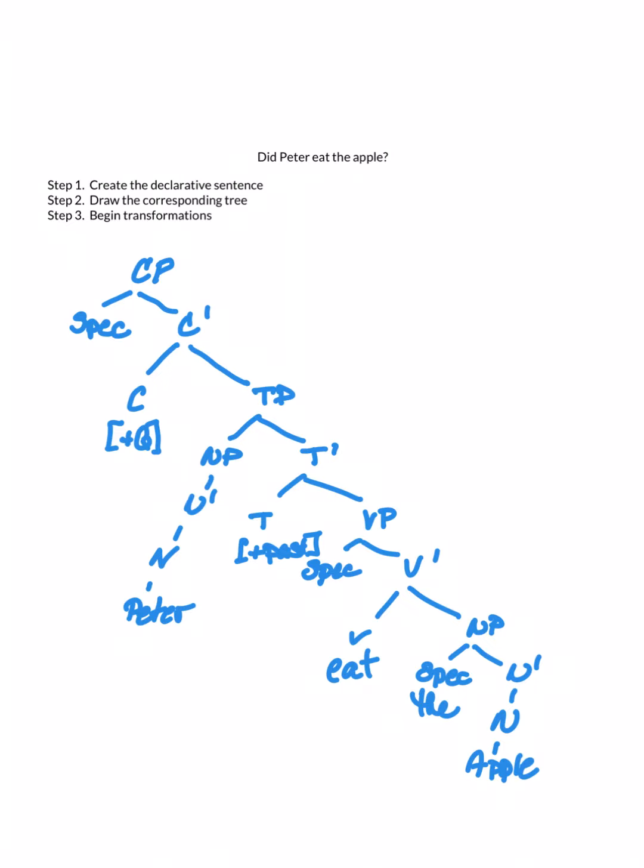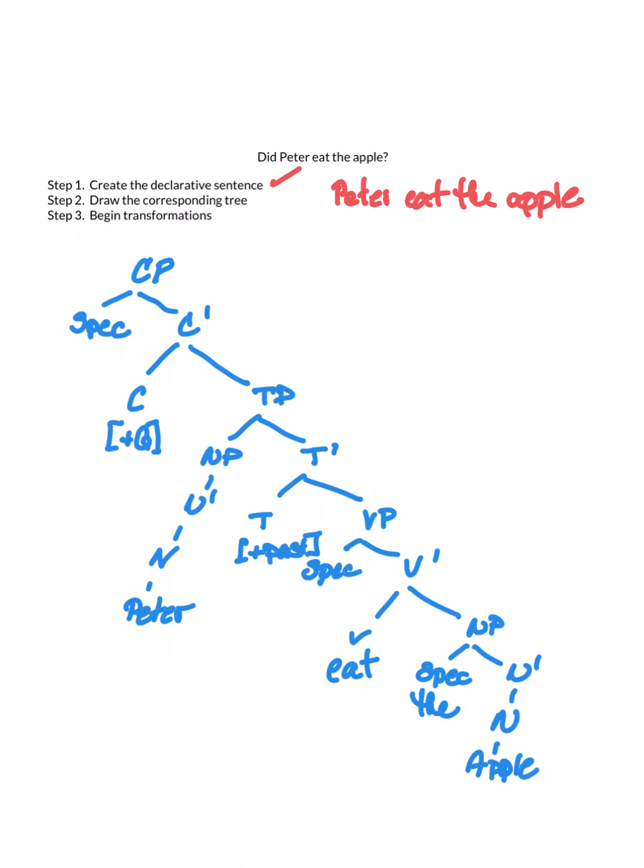So here we have, did Peter eat the apple? And in order to draw the tree appropriately, I have to get to my D structure, so I have to create the declarative sentence. So in this case, I'm going to say, Peter eat the apple. And you'll notice that I'm not conjugating the verb eat to go with Peter at this point in time because I have some other work to do with this particular sentence.